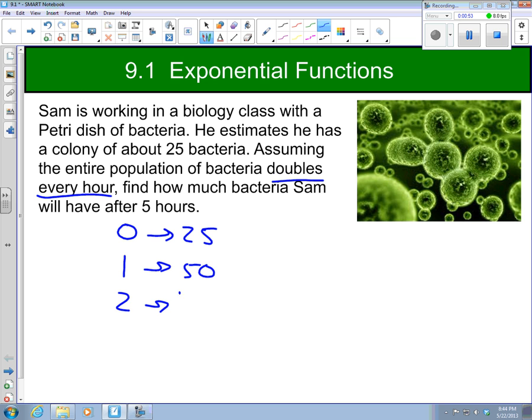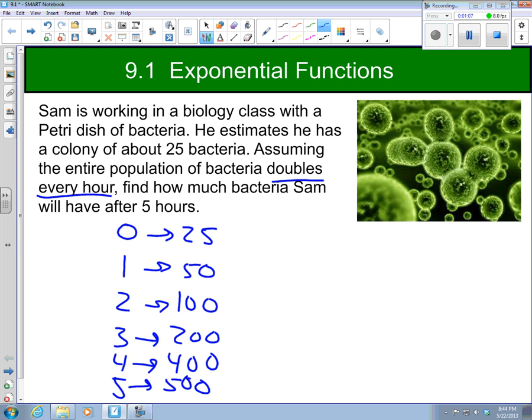After 2 hours we have 100. After 3 hours we're going to have double that, which is 200. After 4 hours, we'll have 400. And finally, after the 5th hour, how much bacteria will we have? We'll have 800 bacteria. So quite a bit in a 5-hour span.